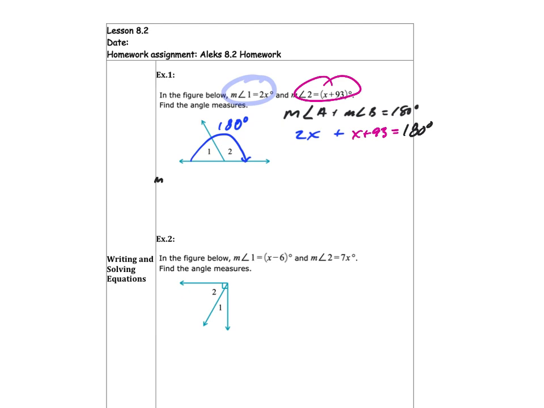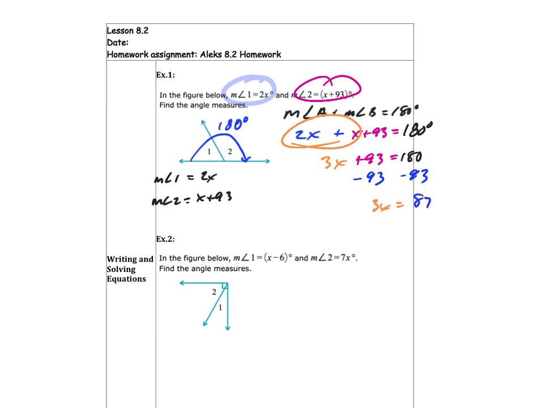So again, we're going to say the measure of angle 1 equals 2x, and the measure of angle 2 equals x plus 93. We're just going to plug that in, right? But now we're going to have to solve. So we simplify, we add these two together, that's going to give us 3x plus the 93 equals 180. Then we subtract, because we're going to undo, right? So we're going to subtract 93 from both sides. We want it with 3x equals 87.